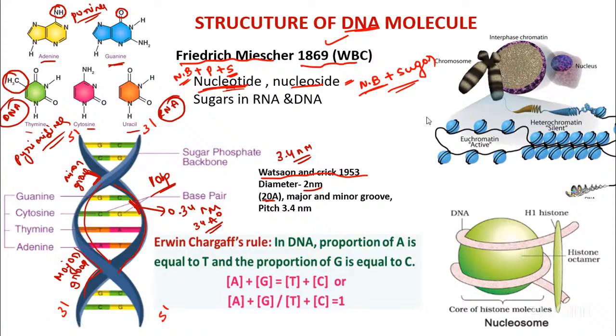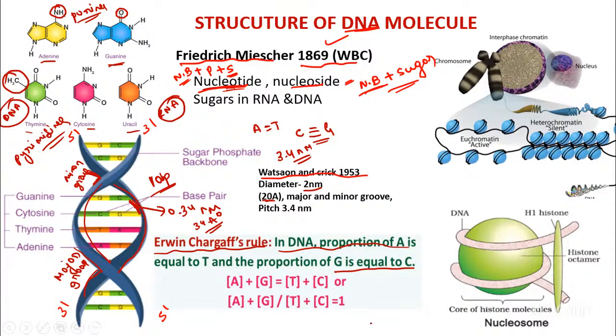This is about the structure of the DNA, and you know that in the DNA, A base pairs with T by a double bond, and C base pairs with G by a triple bond. Erwin Chargaff gave the rule that in the DNA the proportion of A and T is equal to the proportion of G and C. Kindly remember this statement. And also A plus G is equal to T plus C, or A plus G divided by T plus C is equal to 1. This is given by the Erwin Chargaff rule.